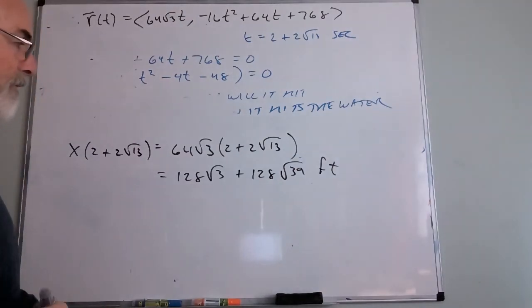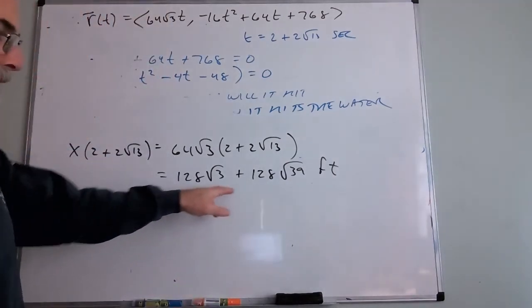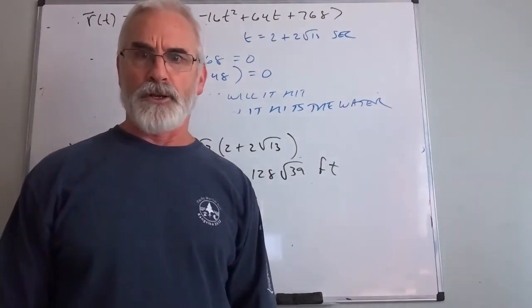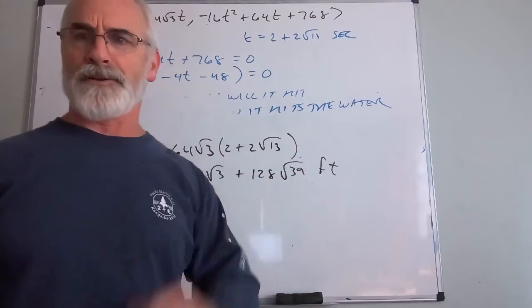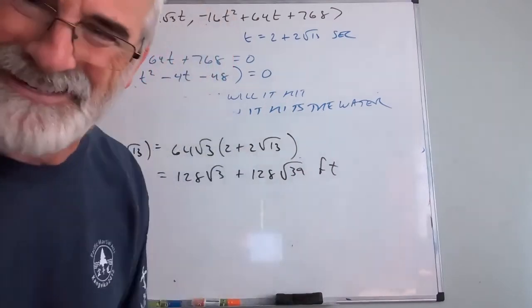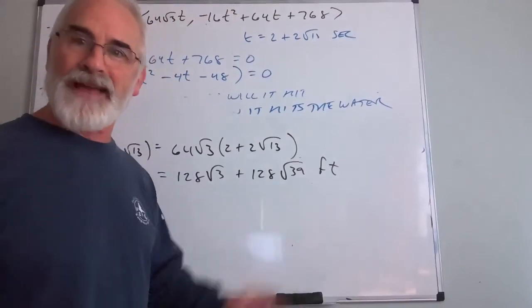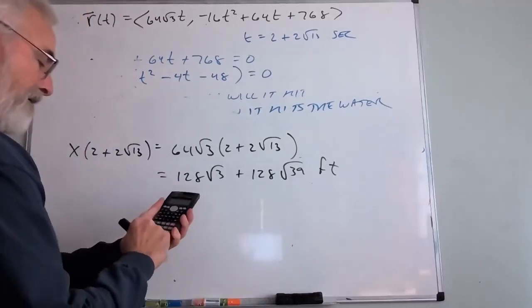So later on today, when you go down to Home Depot to buy some lumber and you say, okay, I need 128 root 3 plus 128 root 39 feet of wood, they're going to look at you like you're completely insane. This is when you pull out your calculator and give a decimal approximation. Yeah, that's exactly the answer, but I haven't the slightest idea of the magnitude of that. Is that even a big number? I don't know. So use your calculator.